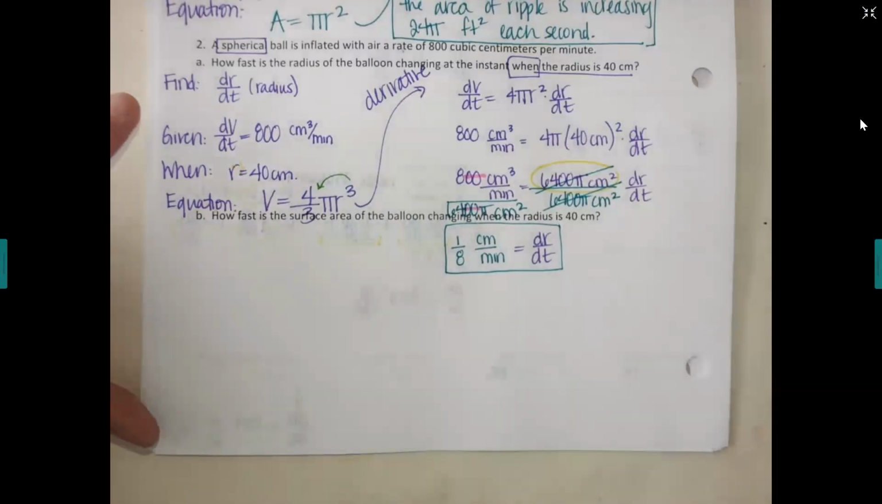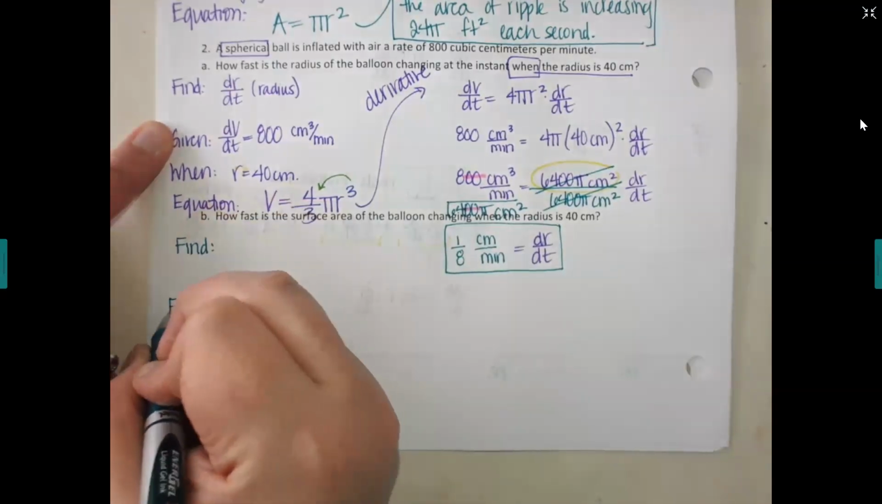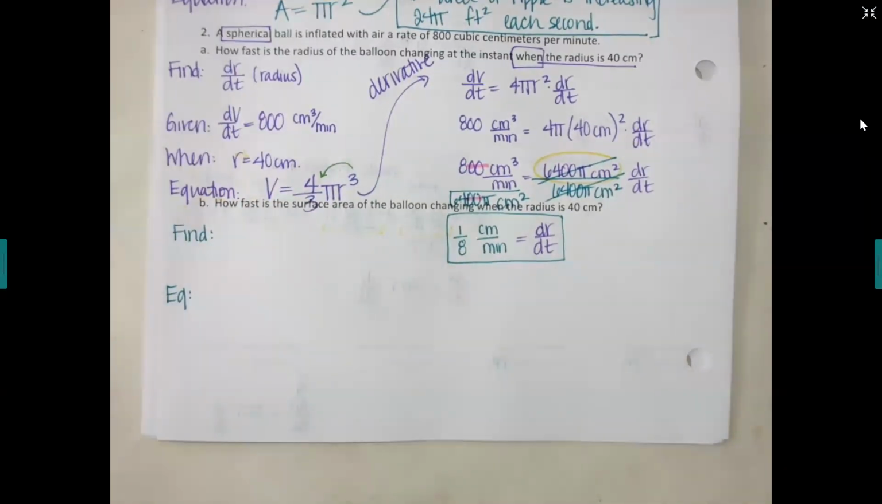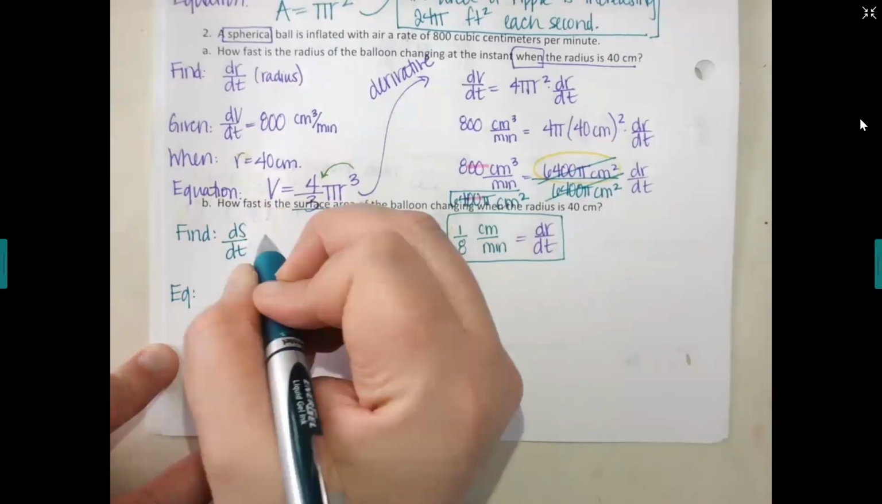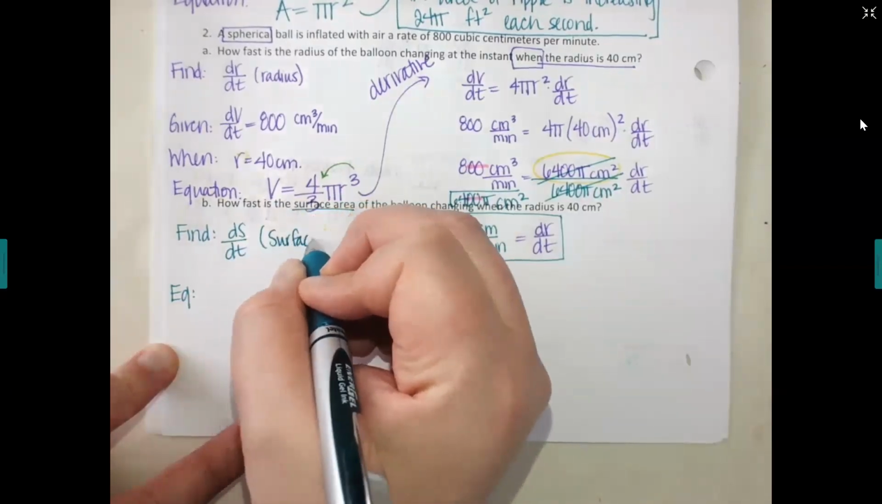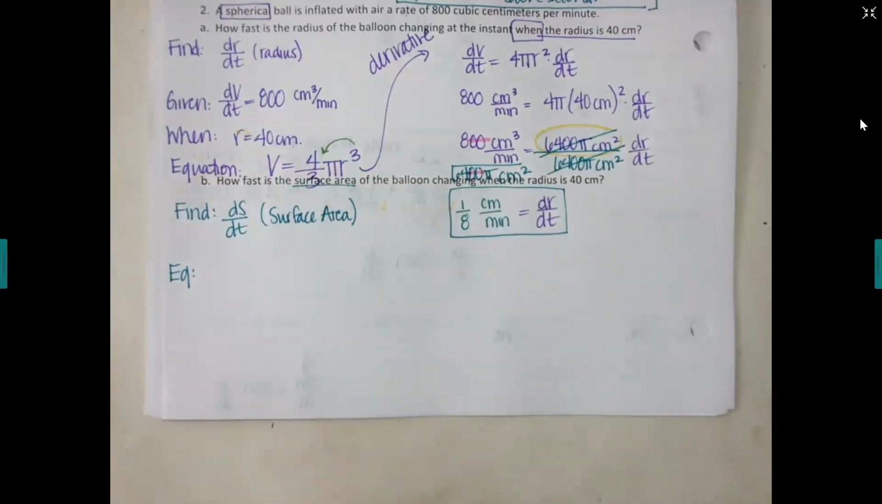Okay, part B of this same question. We're going to have a new find and a new equation. But everything else is kind of the same balloon, filling at the same rate. So here's what it says. How fast is the surface area of the balloon changing when the radius is 40? So now we're finding how fast surface area is changing. That's going to be dS/dt, and I'm going to write that the S stands for surface area. So flip back to your front sheet, look up the surface area of a sphere.